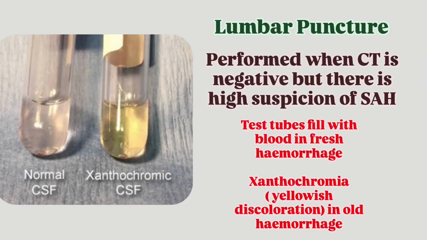Now, in patients of subarachnoid hemorrhage, a non-contrast CT scan has high sensitivity in the first 24 hours. However, as the time progresses, a non-contrast CT can be negative. So, in patients where non-contrast CT is negative, but there is high suspicion of subarachnoid hemorrhage, then a lumbar puncture can be performed. The test tubes are filled with blood. In fresh hemorrhage, all the test tubes will be red, while in older hemorrhage, there will be xanthochromia or the yellowish discoloration.